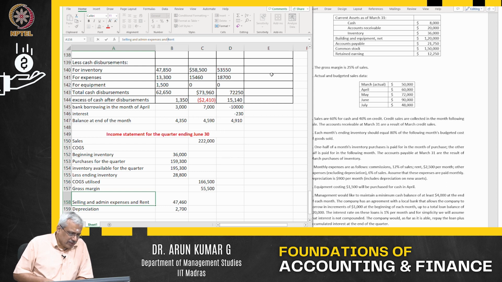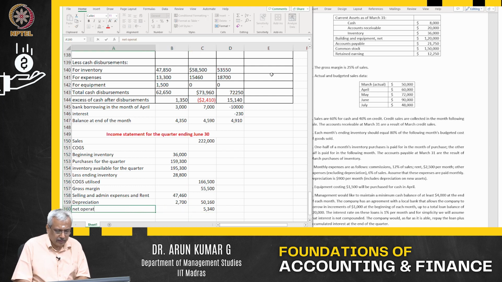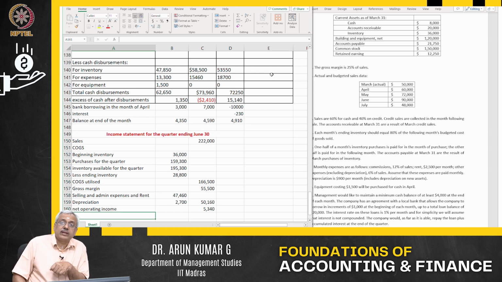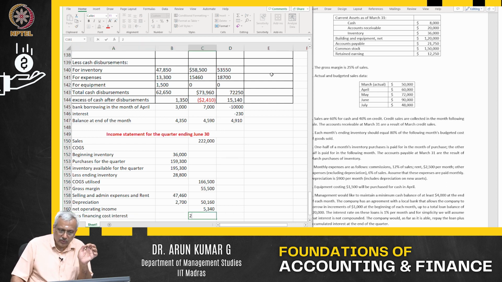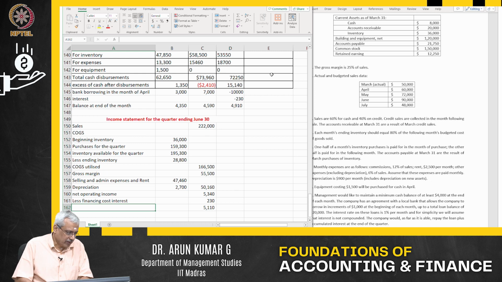So what's the total of the other expenditure out here? The total of the other expenditure in this particular case is this plus this out here, this is all 50,160. So what is your net operating income? My net operating income in this particular case is 5,340 less my financing cost, that is interest. How much is the interest? 230 right there we pick up. So what is your net profit out there? That is your net income, 5,110, is all what we have there.